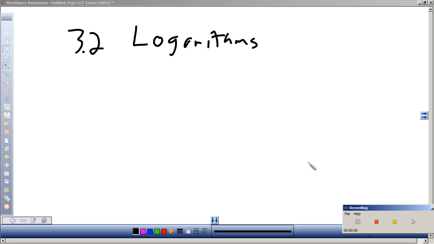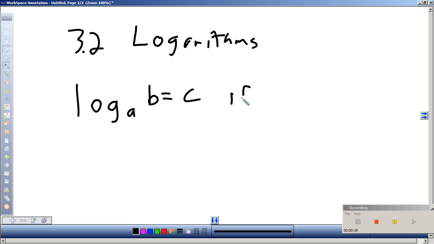Working with logarithms. As many of you probably figured out, because that's what the next section is in the book, the base rule that you need to make sure you understand and can do. This is the same as a to the c equals b. So these two statements are in all ways equivalent.